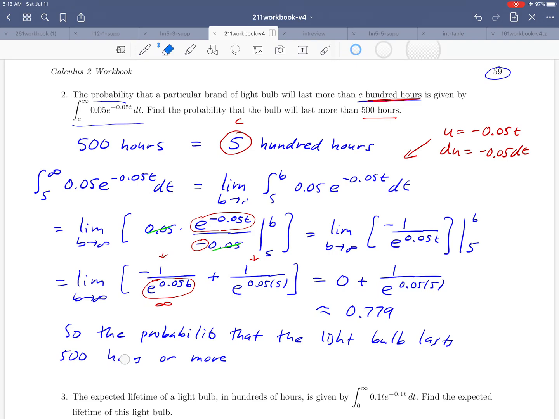Actually, I could say it this way, but I'm going to be consistent with the way the problem is worded. They said lasts more than 500 hours. Actually, we could say it either way. It's not going to matter. Okay, we'll stick with that. And I believe we have answered the question they wanted us to.